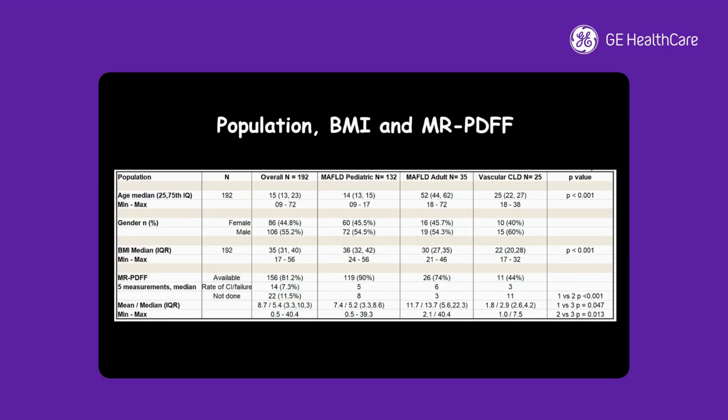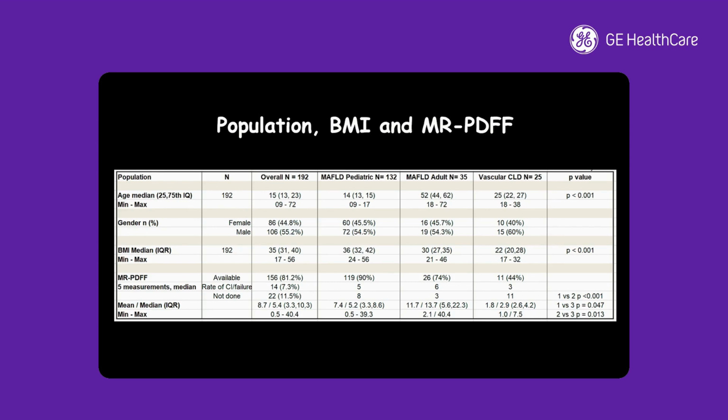So what I'm showing now is metabolic-associated fatty liver disease in children, the one in adults. Now we're getting more adults, and a very specific population of vascular chronic liver disease. These are patients with cardiac surgery and residual hypertension, venous hypertension that really impacts liver function. So these are congestive livers.